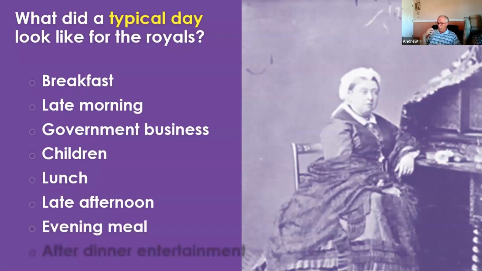Or, if the weather was really bad, or even if the weather was bad, I don't think it really bothered her. Albert would then like to read to her. She really liked Tennyson. She liked the novels of Charles Dickens. So he would read to her. Evening meal was always at 8. And then afterwards, Albert would retire.